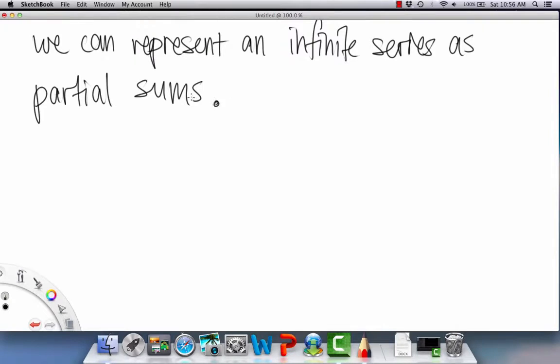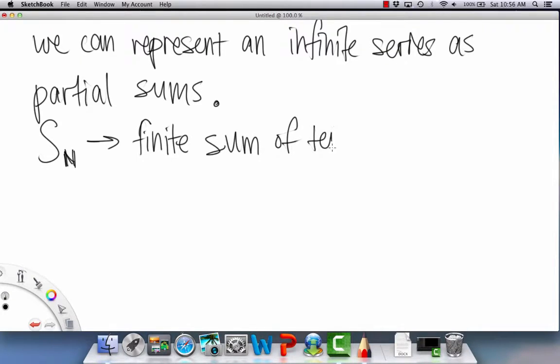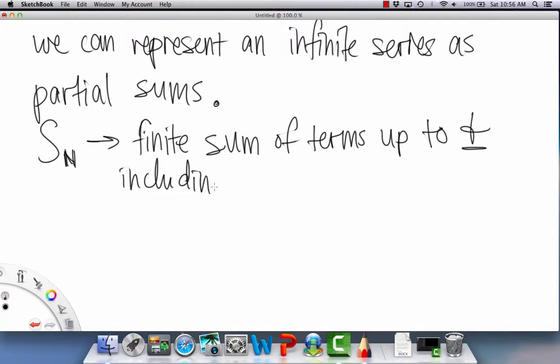Okay, so this is a pretty useful statement. So this basically means that we have some s sub n. So this is what represents partial sums. This partial sums is technically a finite, and finite just means it ends somewhere, whereas infinite means it doesn't end. It has no bounds. So this is a finite series, or finite sum of terms, up to, and this is an important part, including the nth term.